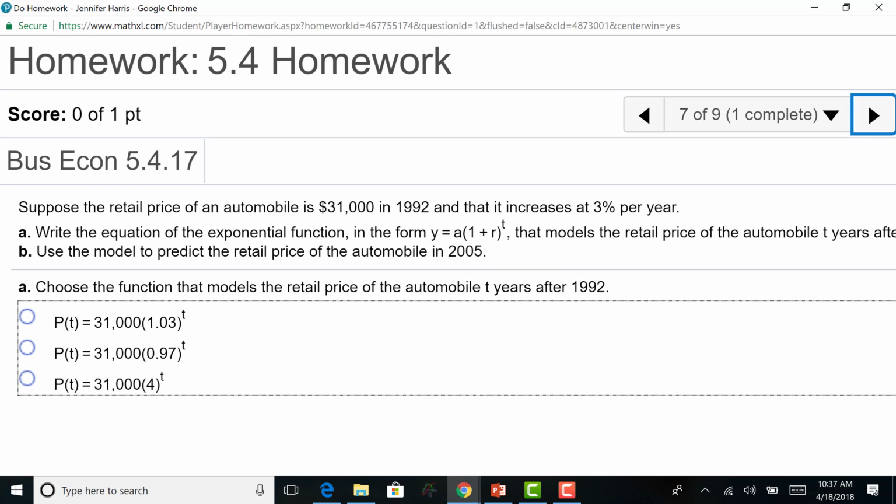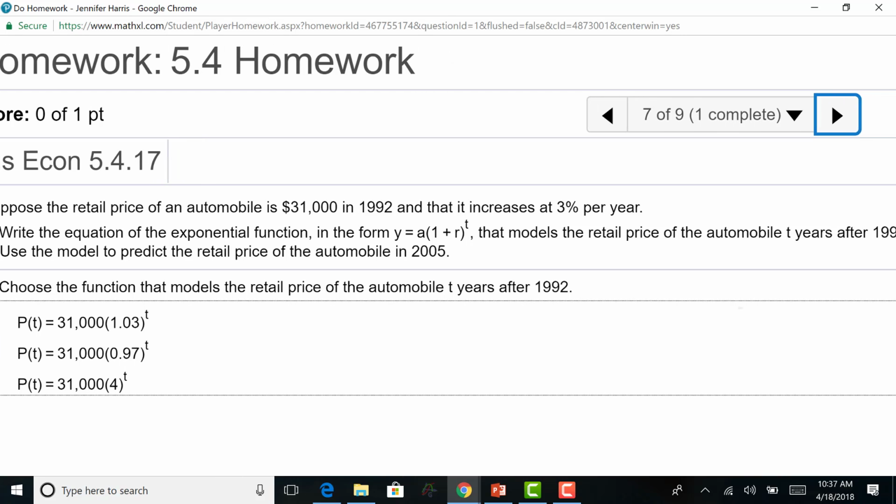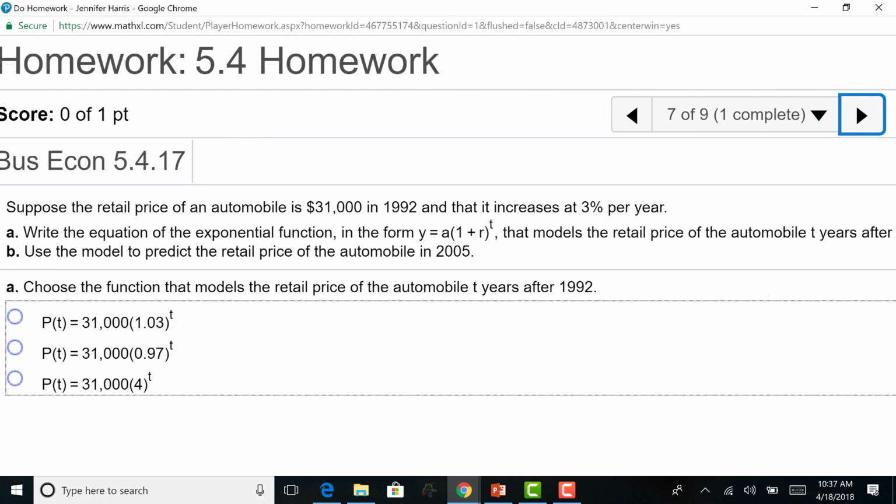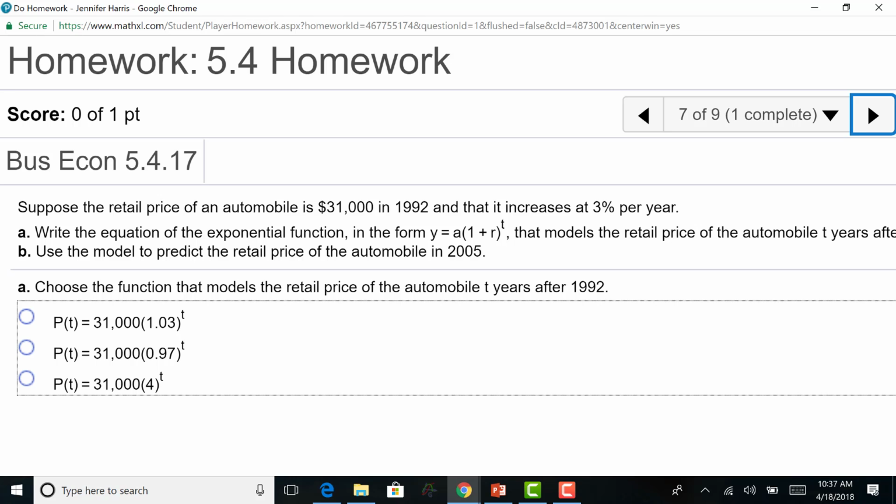Suppose the retail price of an automobile is $31,000 in 1992, and it increases by a rate of how much? 3% per year. Write an equation of the exponential function of the form Y equals A times 1 plus R raised to the T that models the retail price of the automobile T years after 1992. All right, then use the model to predict the retail price in 2005. All right, they just want you to write the equation. What's the equation going to look like?